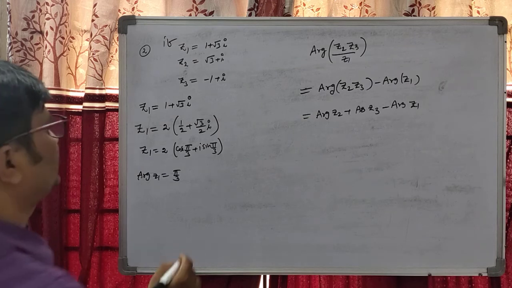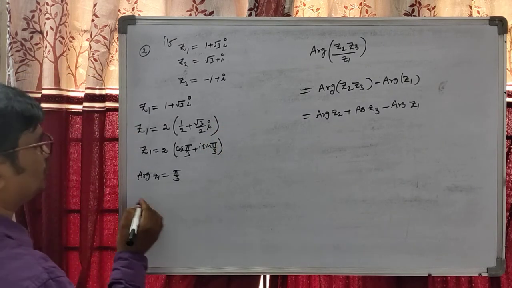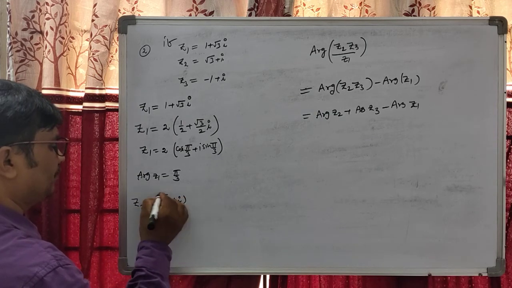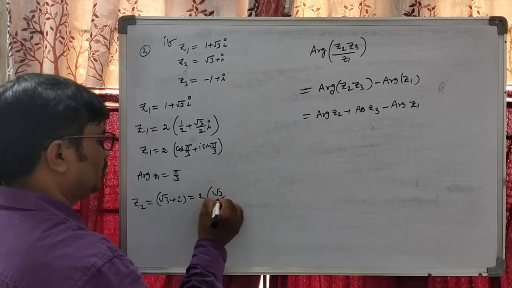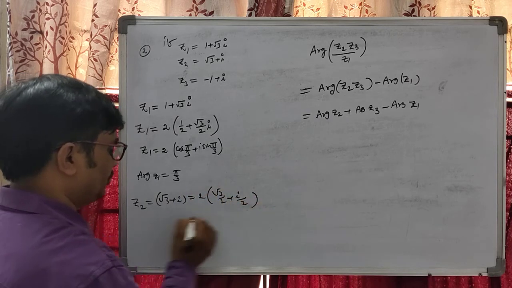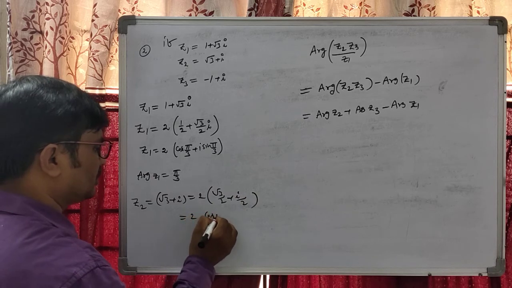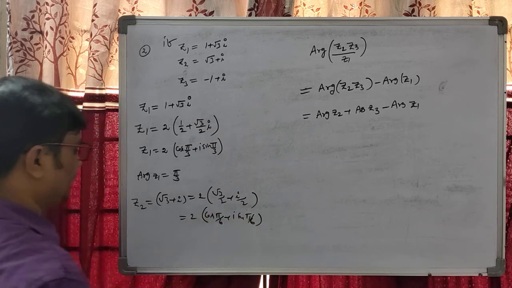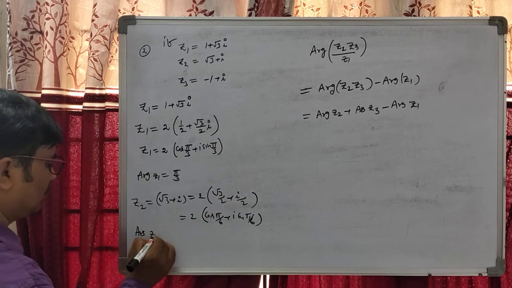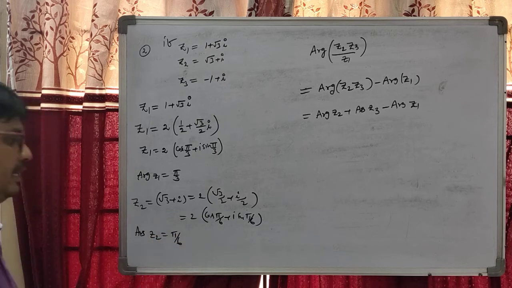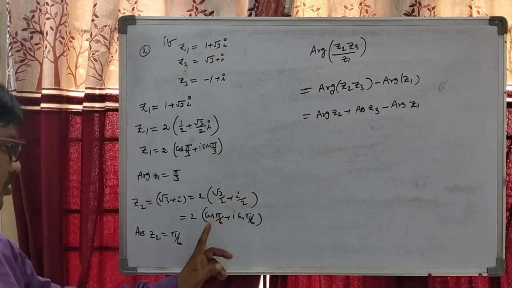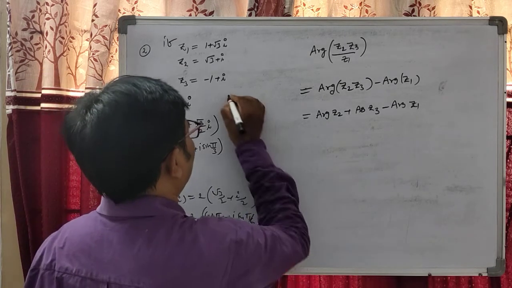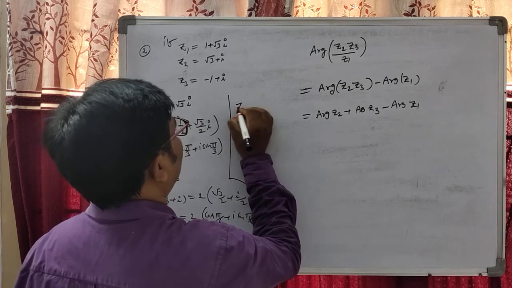After that, students, the polar form of Z2. Z2 is root 3 plus i. This can be written as 2 into (root 3 by 2 plus i by 2), which is 2 into cos 30 degrees plus i sin 30 degrees. So the argument of Z2 is 30 degrees. Now students, the Z3, how can you write the Z3?